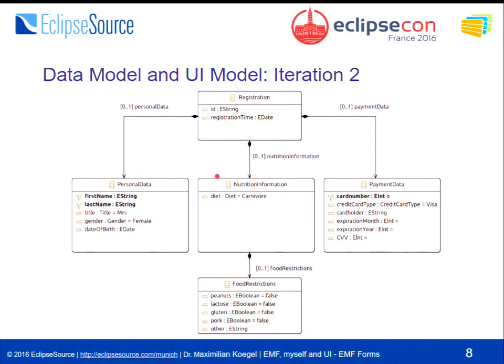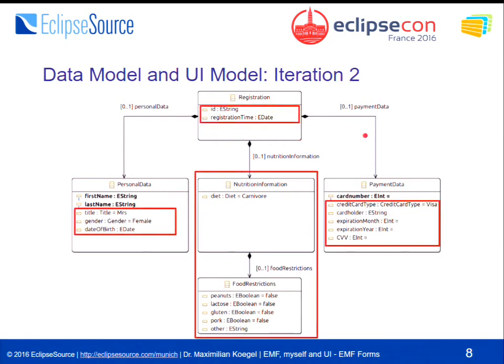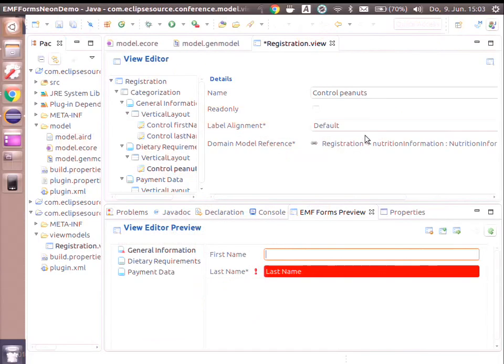Now for iteration 2, I enhanced the model a little bit to make it closer to a real conference. So there's more fields in here. The nutrition information I even refactored. I pulled out a class food restrictions and put in a whole lot of food restrictions, and then a diet type in here. Payment data is more realistic now, and registration has some more data. And basically I want to get this to the same UI now.